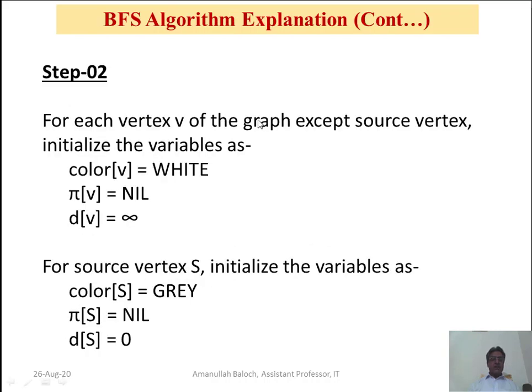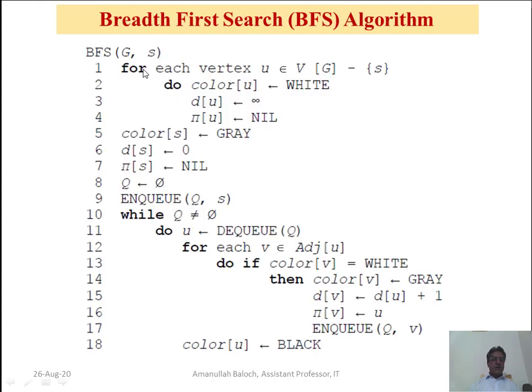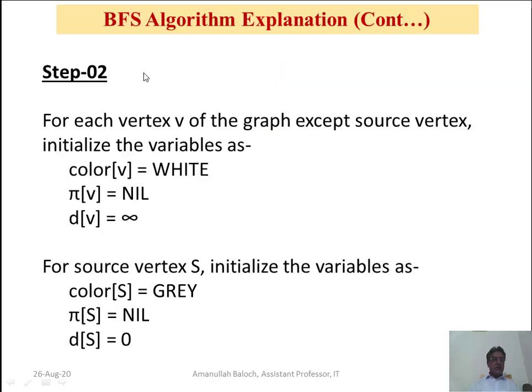Next, for each vertex V of the graph except the source vertex, initialize the variables. This is the for loop which we have discussed in our previous graph algorithms. In this for loop, we initialize the color of each vertex to white, that is, all the vertices are not discovered yet. The parent is nil, because we have not associated a vertex with its parent, and the distance has not been discovered, so the distance is infinity. We will initialize all the vertices of the graph with these values except the source vertex.